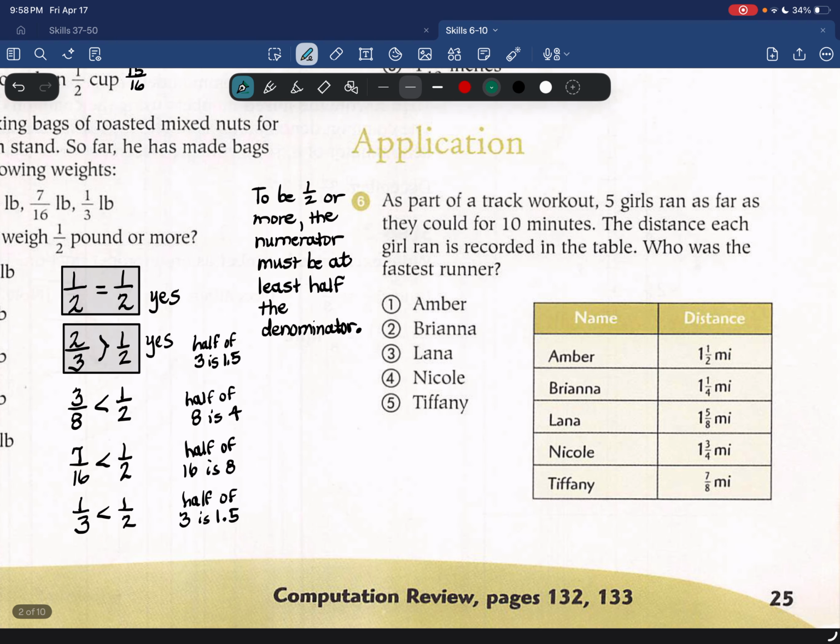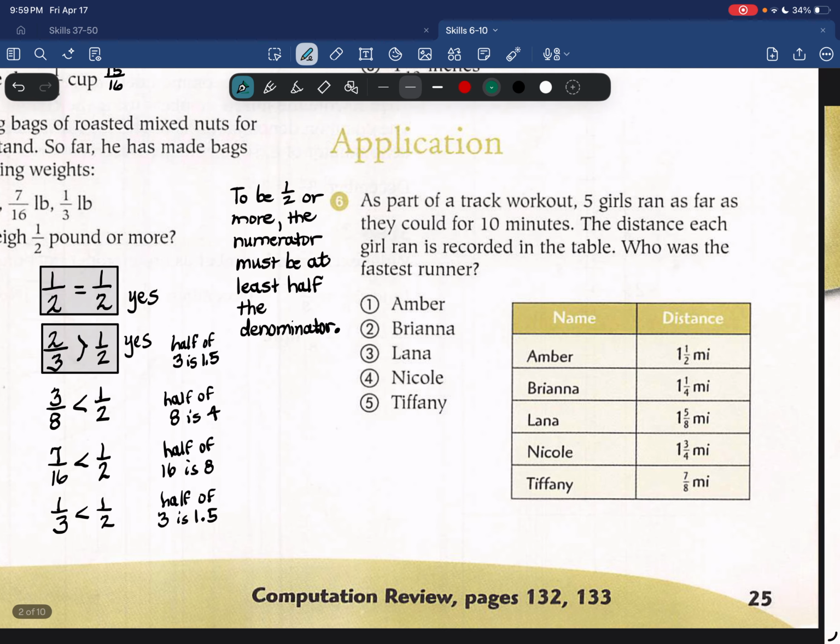Application. As part of a track workout, 5 girls ran as far as they could for 10 minutes. The distance each girl ran is recorded in the table. Who was the fastest runner? So they ran for 10 minutes. Who got farthest? Who went further than the other 4?